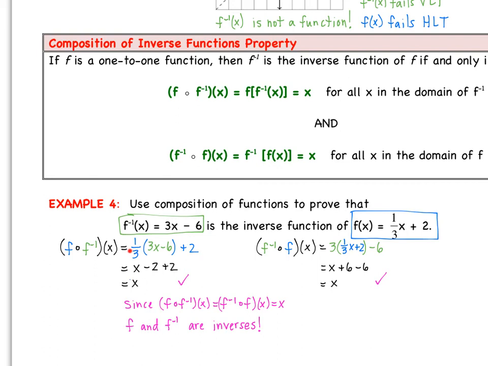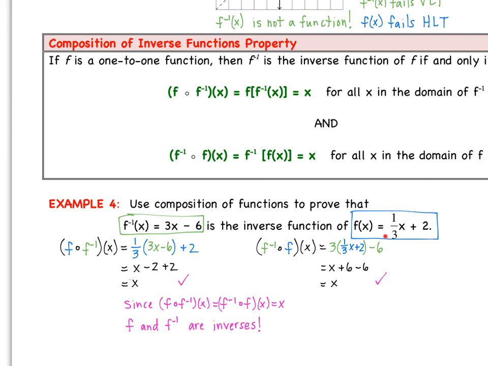So I'm going to distribute the 1/3 to 3x, and that's where we get x. 1/3 times -6 gives me -2, and we still have the 2. And now what we should notice is the 2's cancel, so I am just left with x, and that's what I needed. So now I do a little check mark, and now I have to show that the other composition, the reverse of that, also gets me down to x.